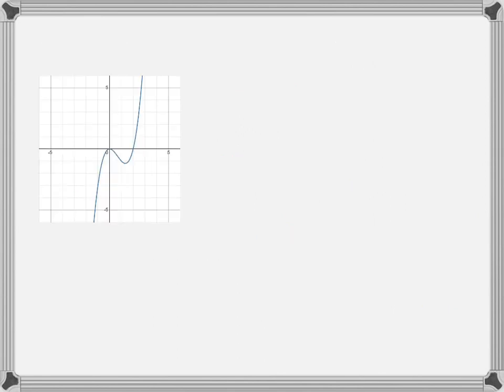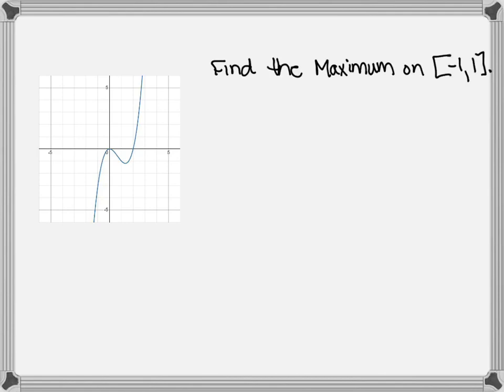Okay, let's look at another graph. This is a graph of a cubic function, but I don't know what the equation is. And for this, we will find the maximum on the interval from -1 to 1. So just like before, I'm going to draw vertical lines at -1 and 1. I'm going to shade everywhere in between in yellow.